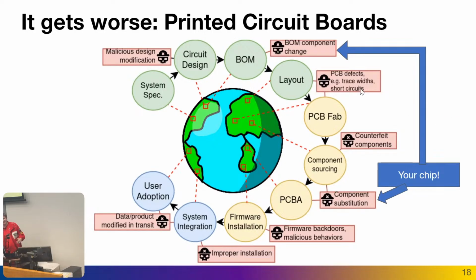And that will be lovely. Except, of course, just like with the other thing, so many malicious changes can happen. And all of these have occurred in real life. We have seen designs where there have been modifications at the circuit design level. We have seen bills of material where components have been changed. We've seen the ability to compromise things like trace widths and add short circuits to designs. Counterfeit components are a huge risk. We'll talk about that more later in this presentation. Likewise with component substitution.